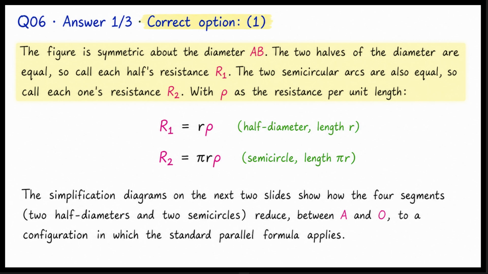With ρ as the resistance per unit length, R1 is rρ, that's the half diameter of length r. And R2 is πrρ. That's the semicircle of length πr. The simplification diagrams on the next two slides show how the four segments, two half diameters and two semicircles, reduce, between A and O, to a configuration in which the standard parallel formula applies. Let me walk you through those diagrams, and then we'll carry the algebra to the final answer.